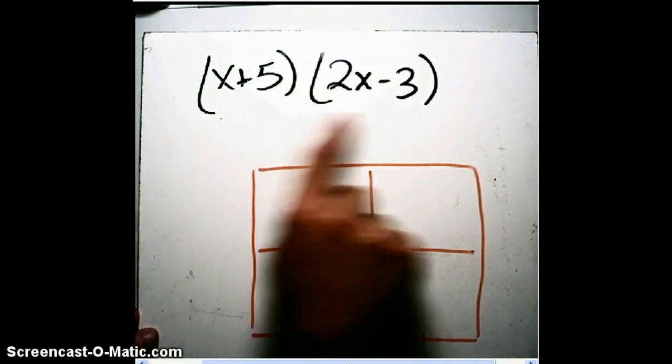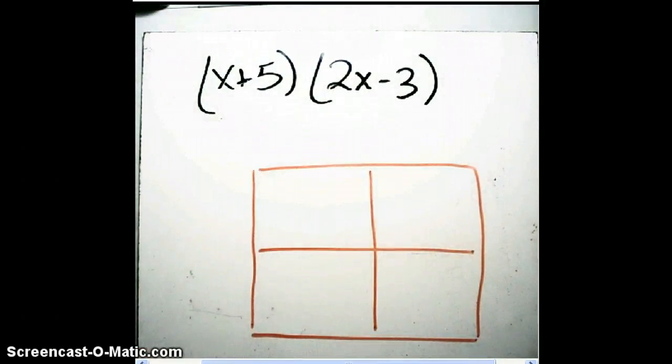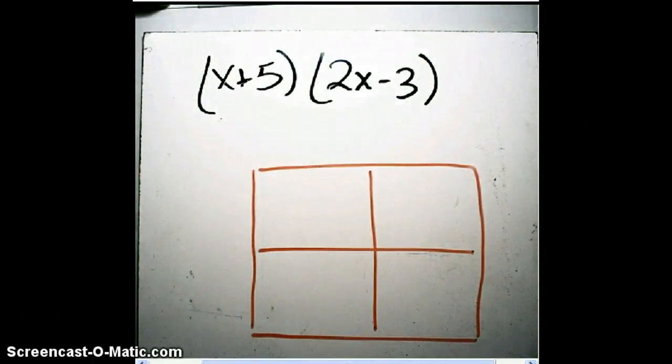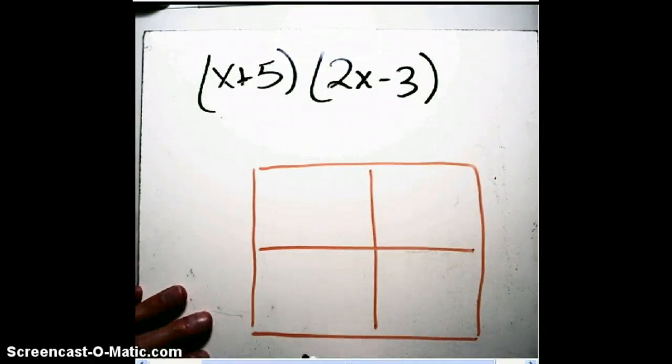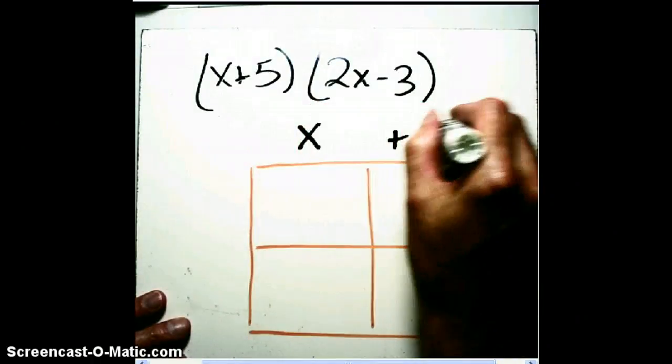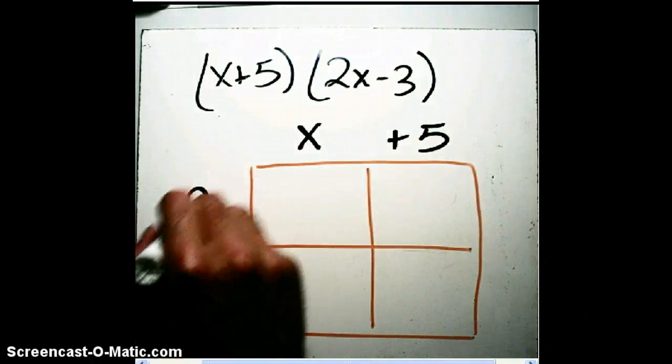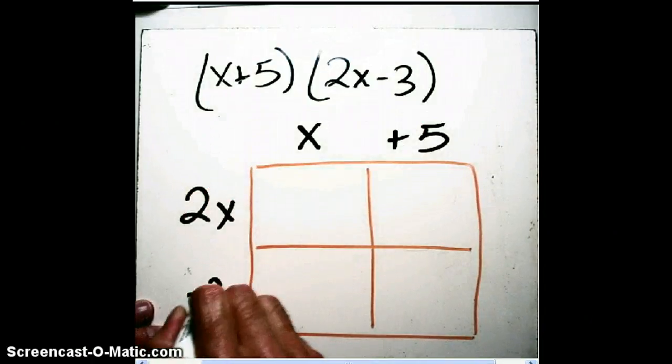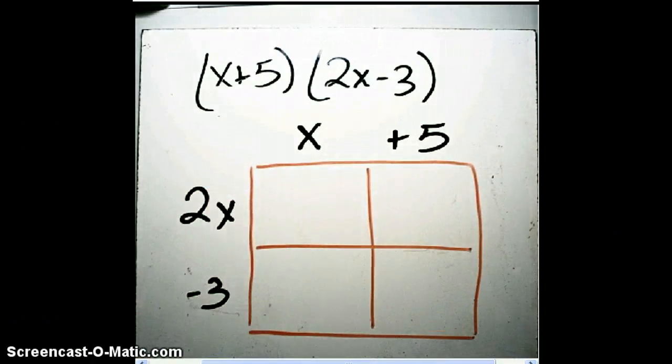Here's two binomials. We want to multiply them. We could use FOIL, or we could use the box method. So let me talk to you about the box method. You put one binomial here, you put another binomial here, and then it's just like the multiplication table. You multiply the row and the column. So let's do these two.